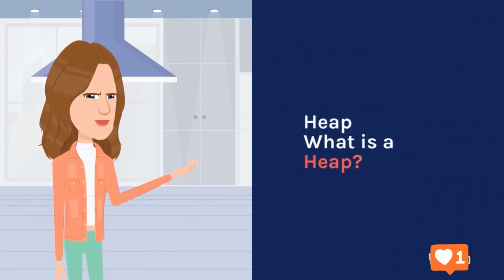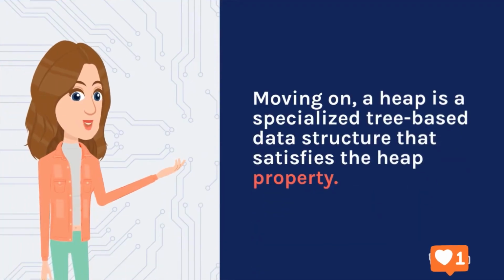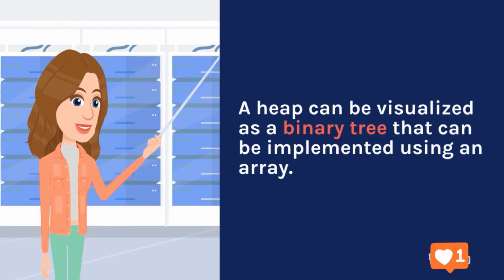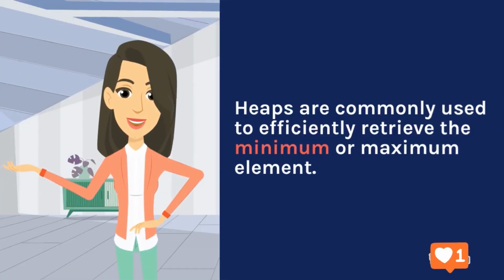Heap. What is a heap? Moving on, a heap is a specialized tree-based data structure that satisfies the heap property. A heap can be visualized as a binary tree that can be implemented using an array. Heaps are commonly used to efficiently retrieve the minimum or maximum element.